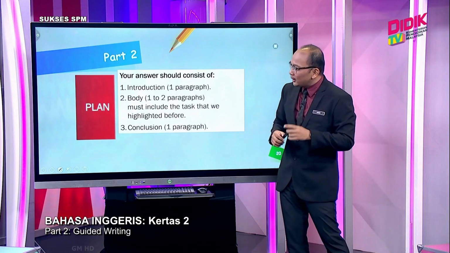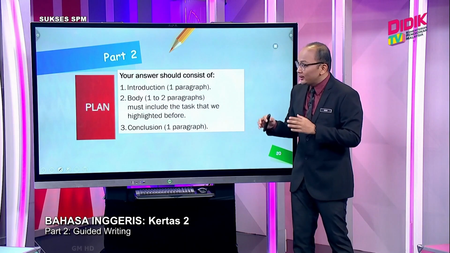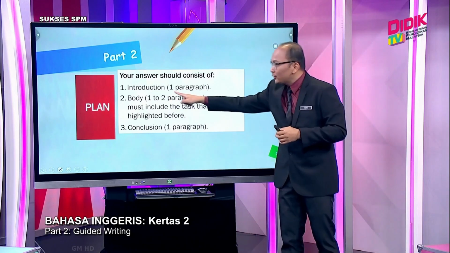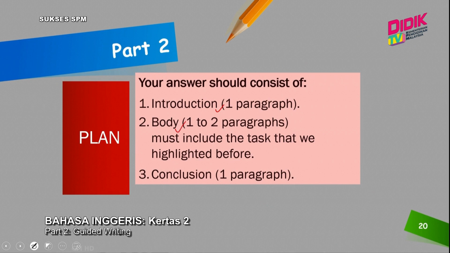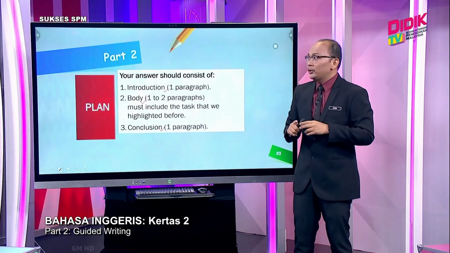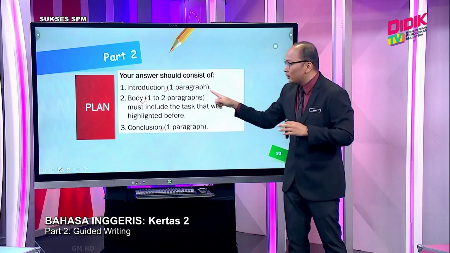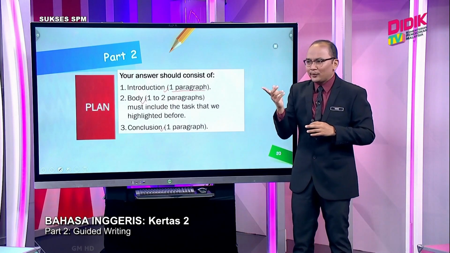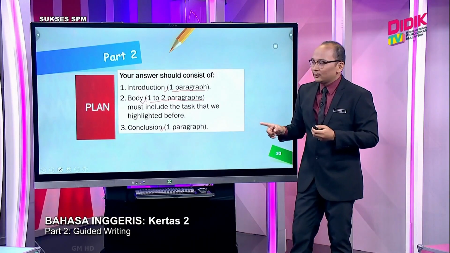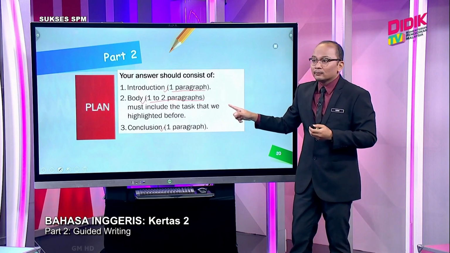Part 2, the next step, is on the planning side. As you know, in a very common essay, there must be an introduction, the body, and the conclusion. Don't miss that, please. Whatever you are writing, make sure these 3 components are there. I suggest you write just 1 paragraph of introduction, but it should be there, just to let people know what you are writing. And the body: 1 to 2 paragraphs only. It must include the task that we highlighted before, the 3 prompts.